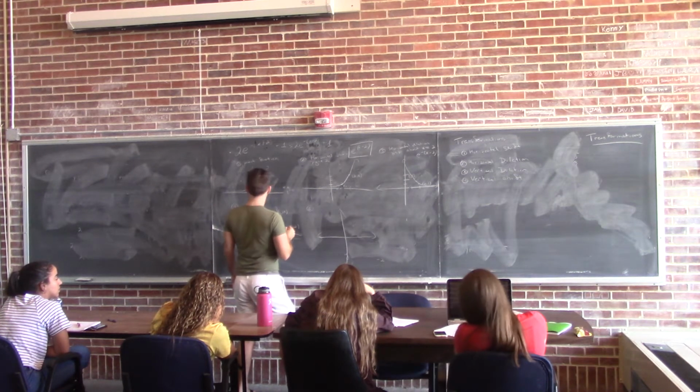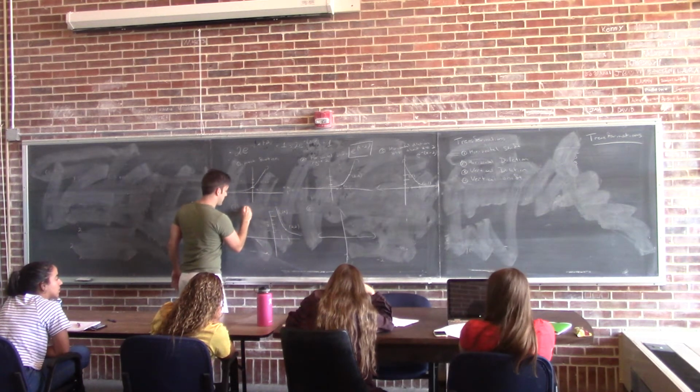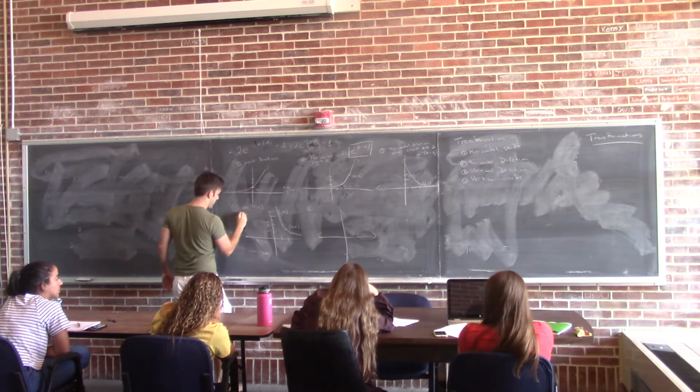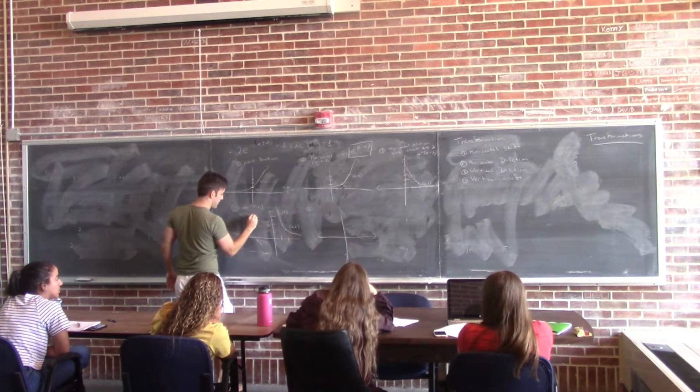And the last thing to do, okay, let me write out what this was too. This is 2e to the negative x plus 2, and this is a vertical dilation.